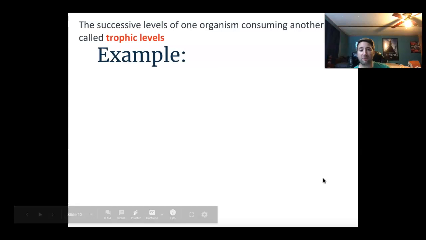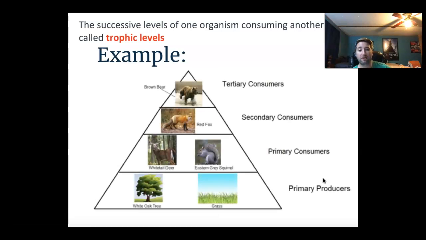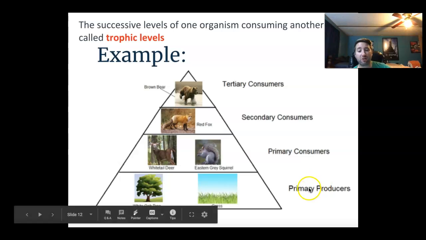So it says the successive levels of one organism consuming another are called trophic levels. All right, so if we've got primary producers down here at the bottom, we've got some grass, we've got a white oak tree, maybe we've got a white-tailed deer at the next trophic level. These primary producers are using the sun's energy to make their own food. These would be primary consumers because they're eating the primary producers.